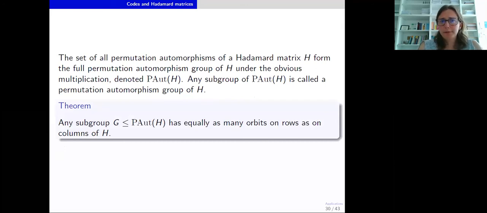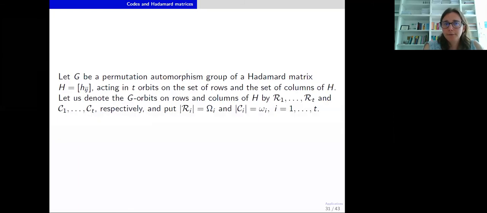What we had to show is that when you are using an automorphism of the permutation automorphism group of Hadamard matrices, you have equally as many orbits on rows as on columns of the matrix H, and we were able to define an orbit matrix.